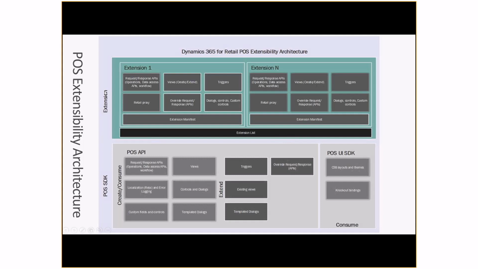I split up the extensibility architecture into two parts. One is the extension and the other one is the POS SDK. So your extension is going to use the POS SDK and then you will do the customization. Okay. So now let's focus on the POS SDK. Within the POS SDK, you have two components, POS API and then POS UI SDK. Okay. In the POS API, again, there are two different patterns, create or consume, and then extend.